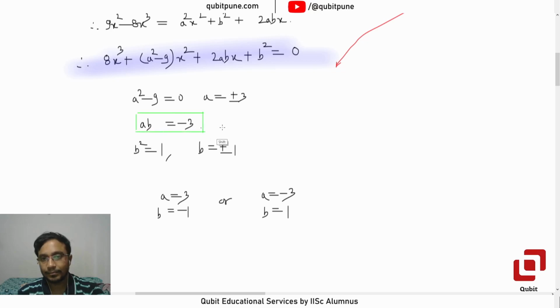a is 3, b is 1 and a is negative 3, b is negative 1 satisfy these two also, but they don't satisfy the central one, right? In that case ab will be 3, right?